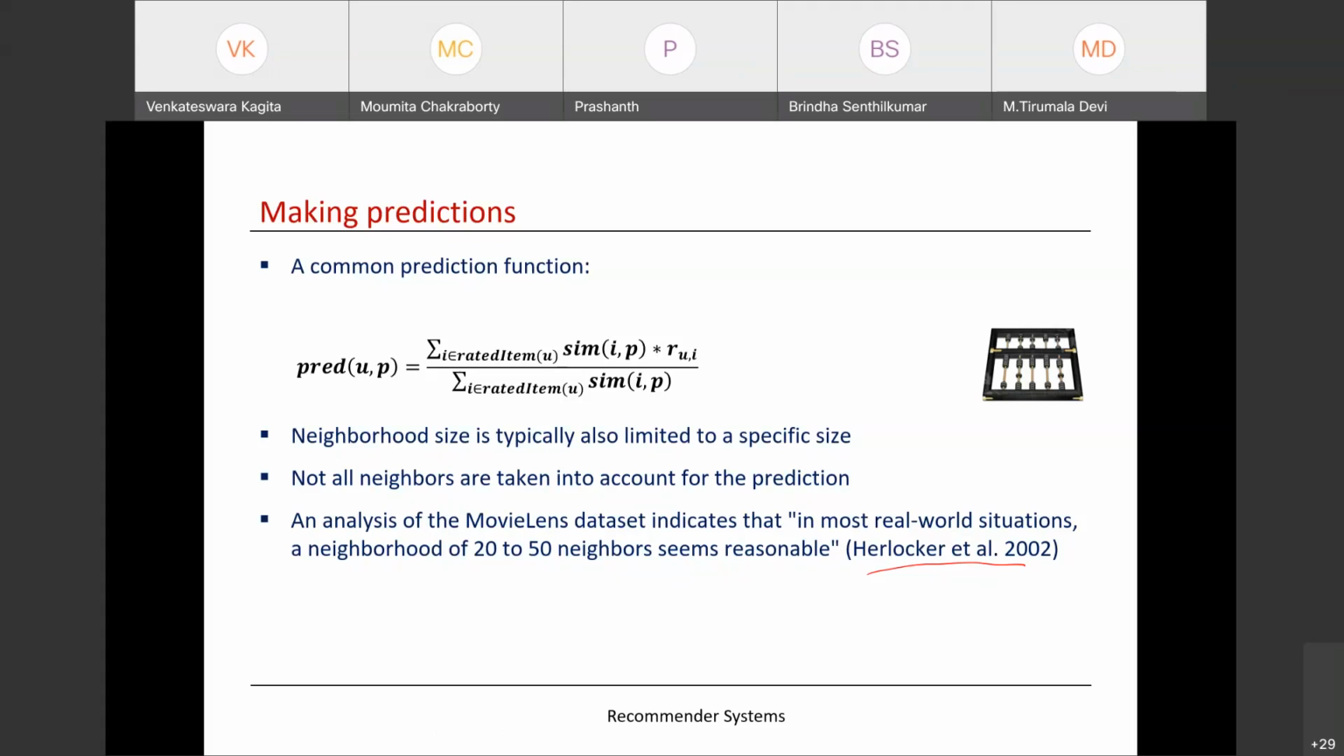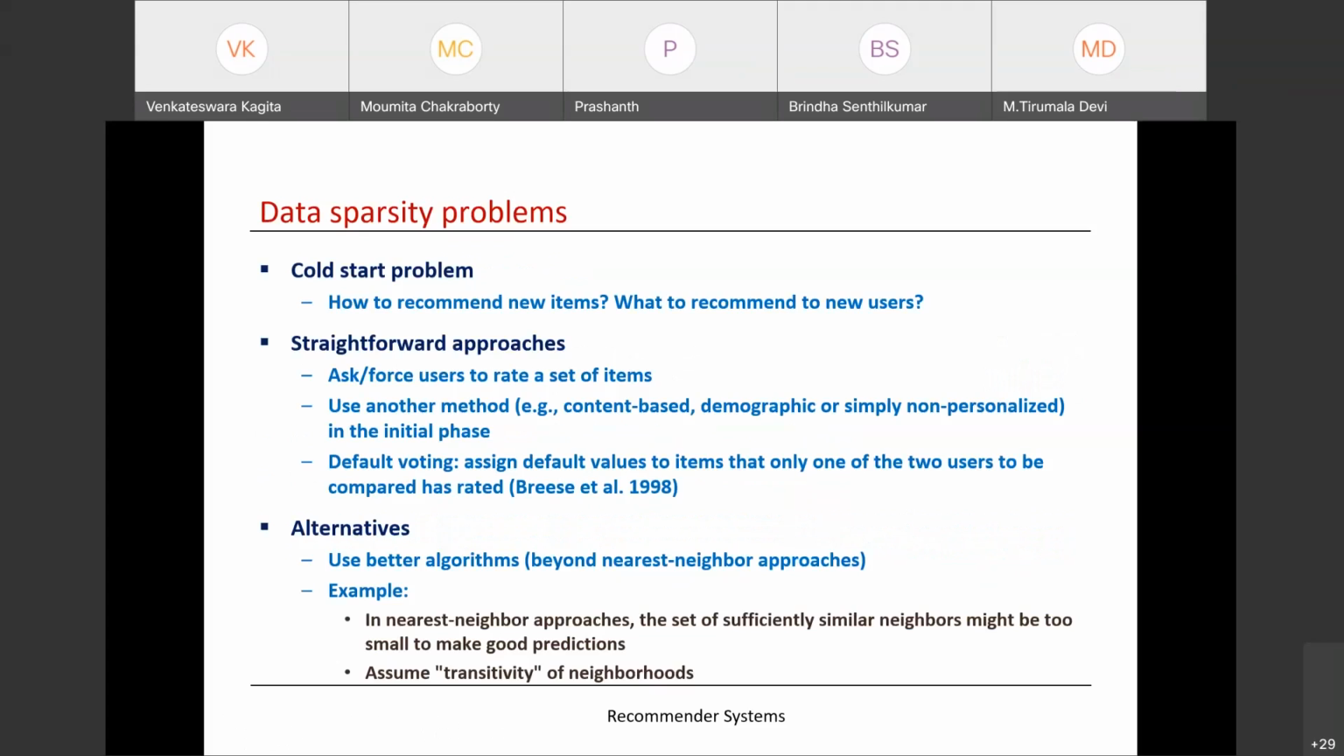We have seen user-based collaborative filtering, then item-based collaborative filtering. The problem with these is the cold start problem. Suppose I have a new user who has not rated any item, how would I make recommendations to him? Suppose I have a new item that none of the users have rated, how would I recommend that item? So there is a cold start problem in collaborative filtering.